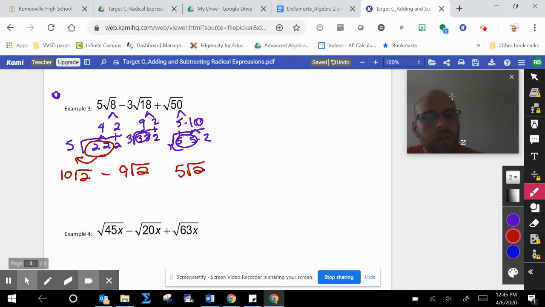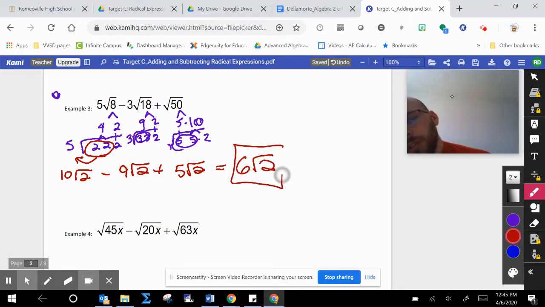All right. So again, I'm going to put my operations back in there. They all have the same radical. So if I do 10 minus 9 is 1 plus 5 gives me 6 square roots of 2. And that would be my answer. Again, just talking about how to add or subtract radicals.